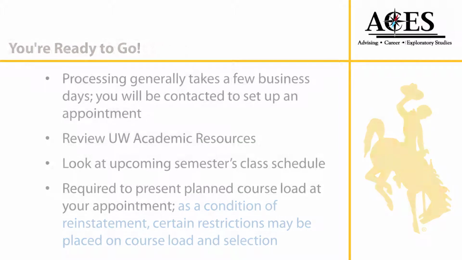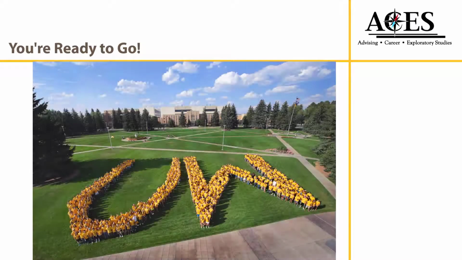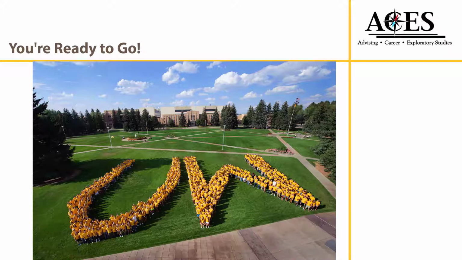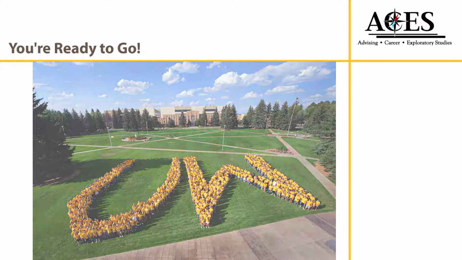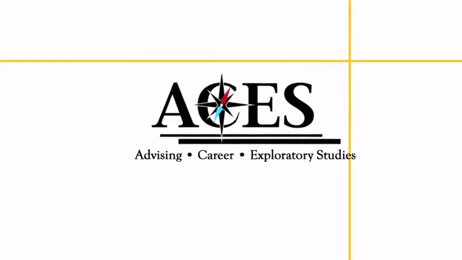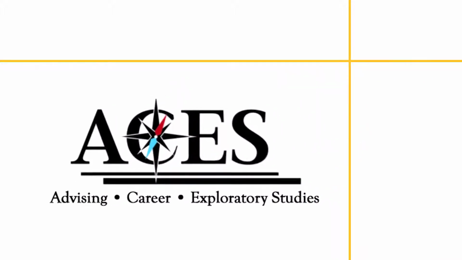So, there you go. Everything you need to know to begin the process of re-entering the student body of UW. Follow the link on this webpage for a written checklist of all the things you need to accomplish when you petition for reinstatement. We wish you the best of luck and hope to see you soon.